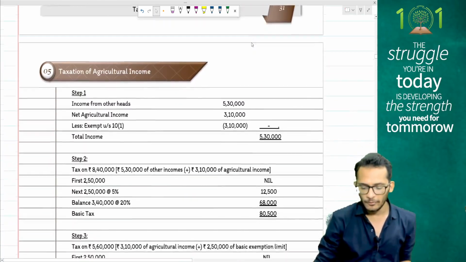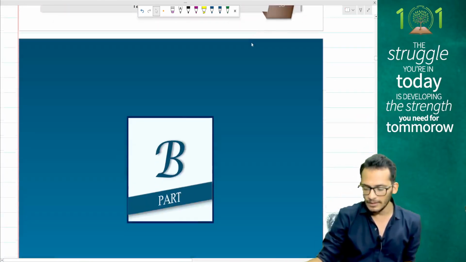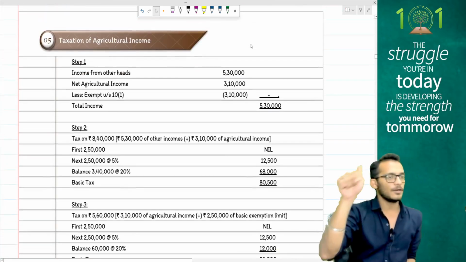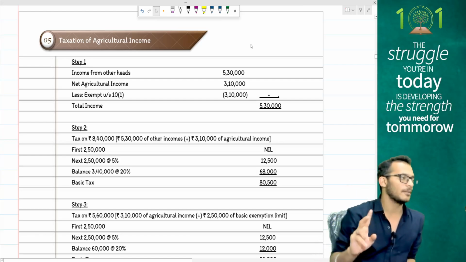Before I move forward to your heads of income, some things which we discussed when it comes to heads of income: two chapters which are not part of the CA final syllabus but are still to be kept in mind, from double taxation relief.